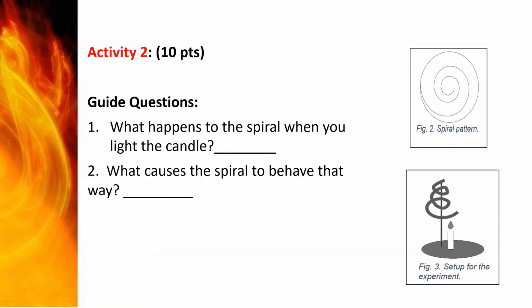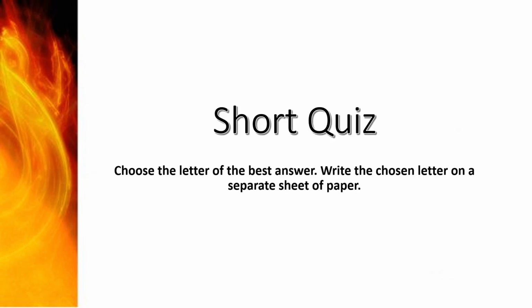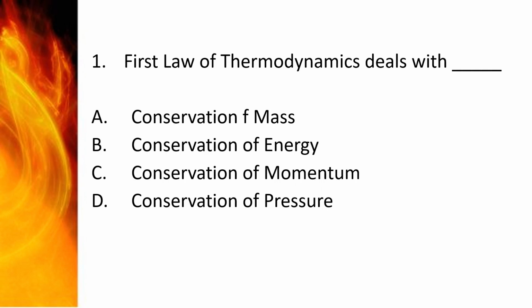Guide questions. Number 1. What happens to the spiral paper when you light the candle? Number 2. What causes the spiral to behave that way? Short quiz. Choose the letter of the best answer. Write the chosen letter on a separate sheet of paper.